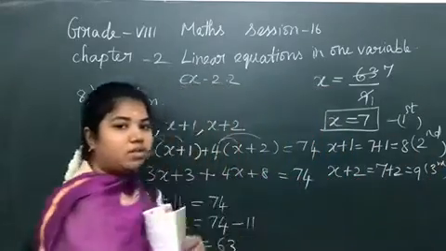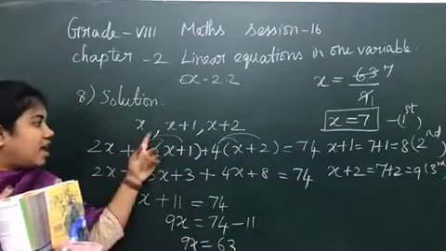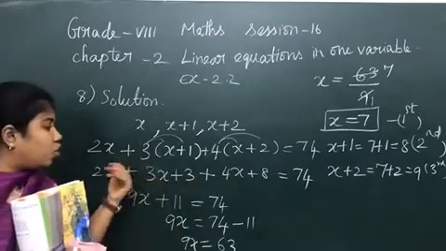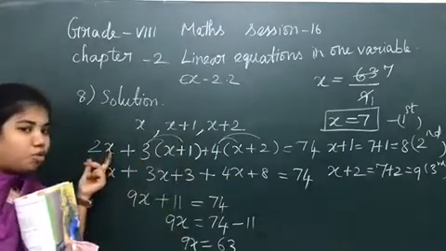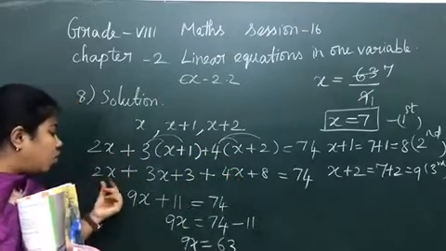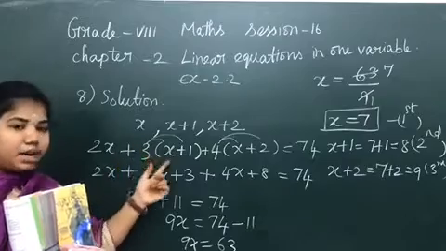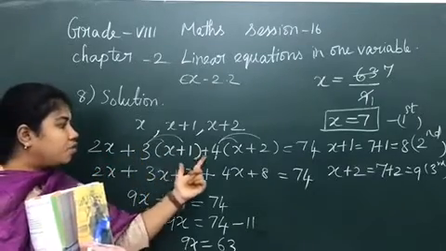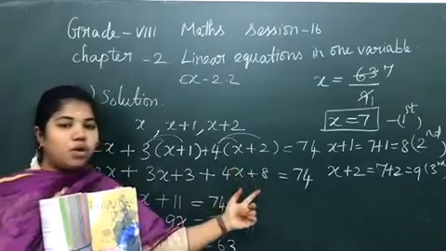Can you understand? So we have taken 3 numbers, x, x plus 1, x plus 2, in the increasing order and multiplied by 2, 3 and 4. So it has become 2x plus 3 into x plus 1 plus 4 into x plus 2. Now 2x as it is, 3 into x, 3x, 3 into 1, 3, 4 into x, 4x, 4 into 2, 8.